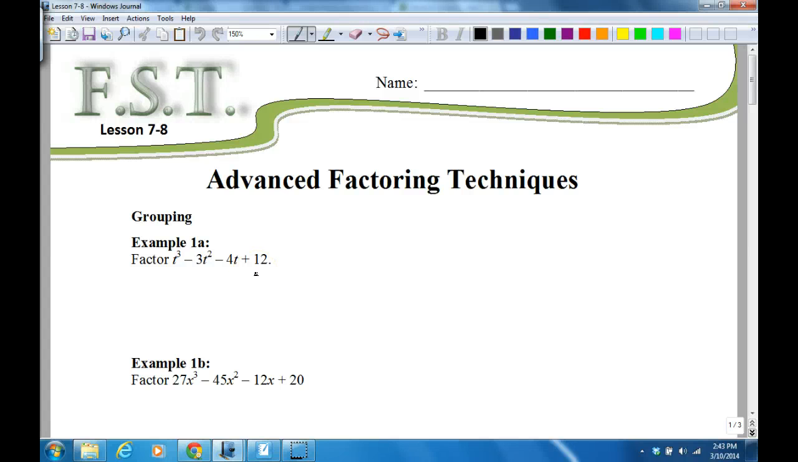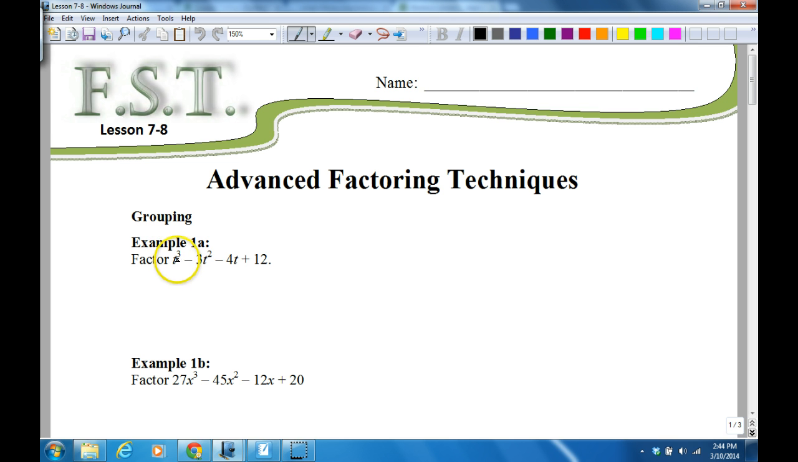Okay, so the last two techniques we're going to talk about today are grouping and chunking. Okay? These are really not hard to do, and actually I kind of enjoy the grouping one. I think it's kind of fun. So, first of all, I want to give you two examples, and then I'm going to have you guys practice a couple, and then I'll give you some more examples of chunking.